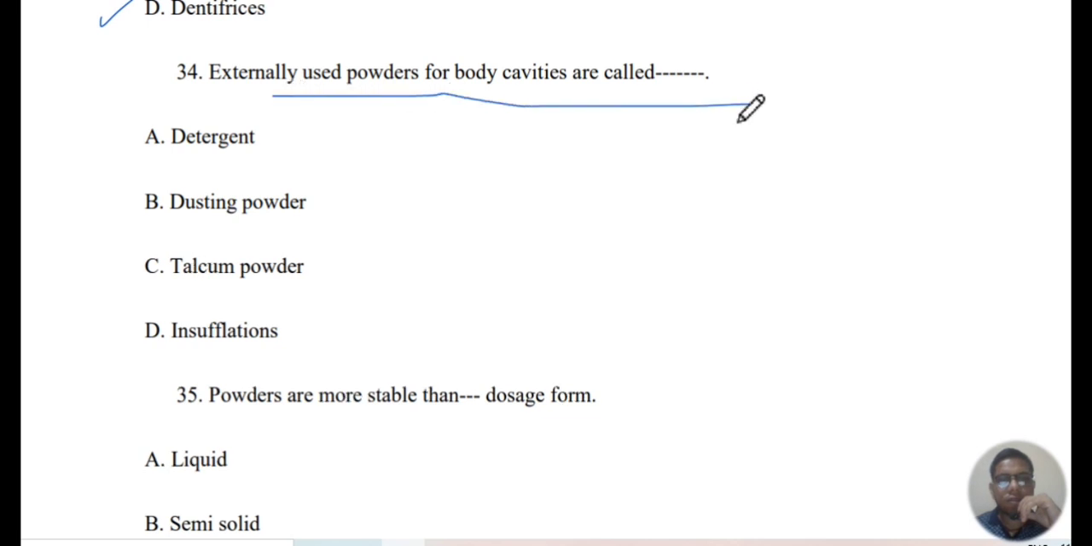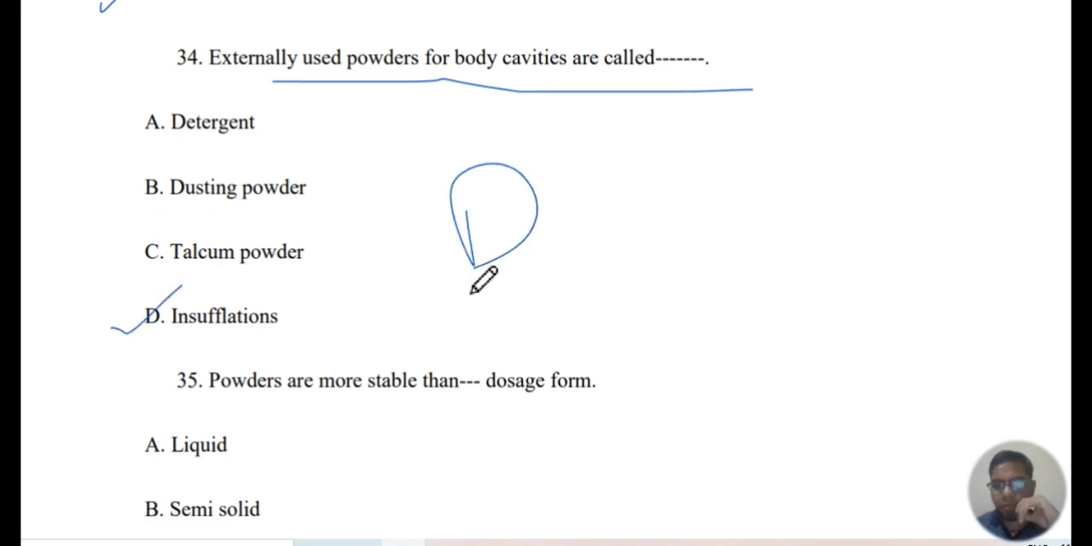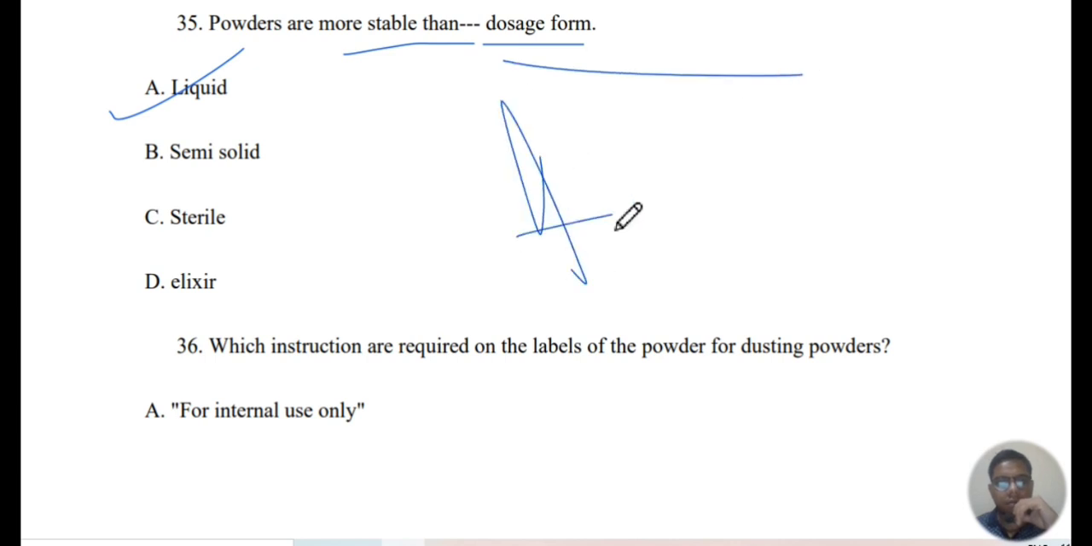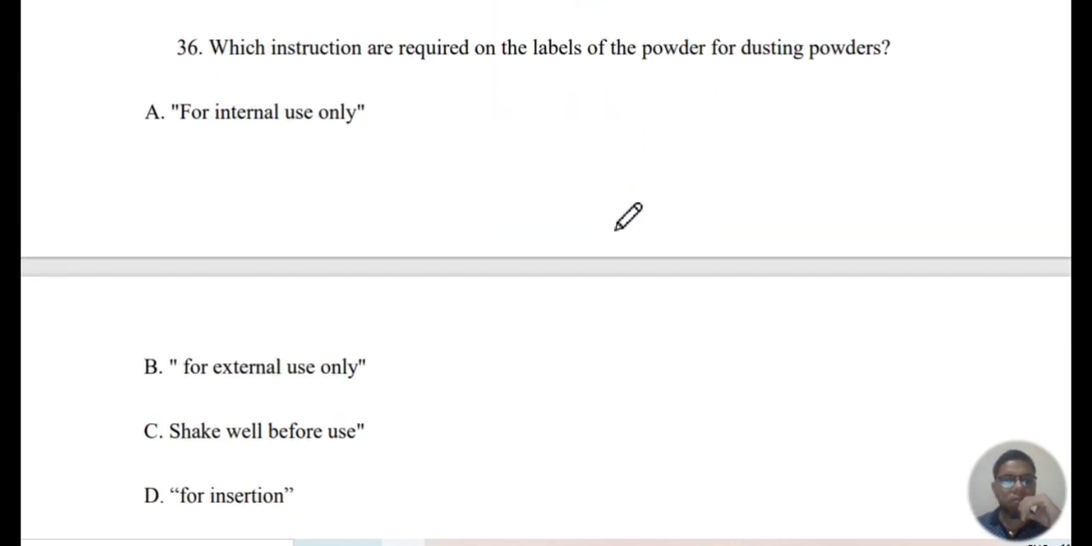Externally used powder for the body cavities are called. The answer is D, insufflation. The answer is D. Next is 35 question number. Powder are more stable than dosage form. The answer is A, liquid dosage form. The answer is A. Okay. Next is 36 question number.